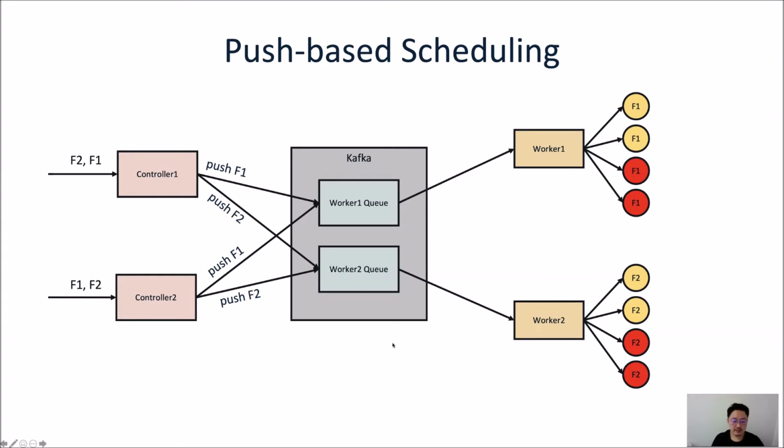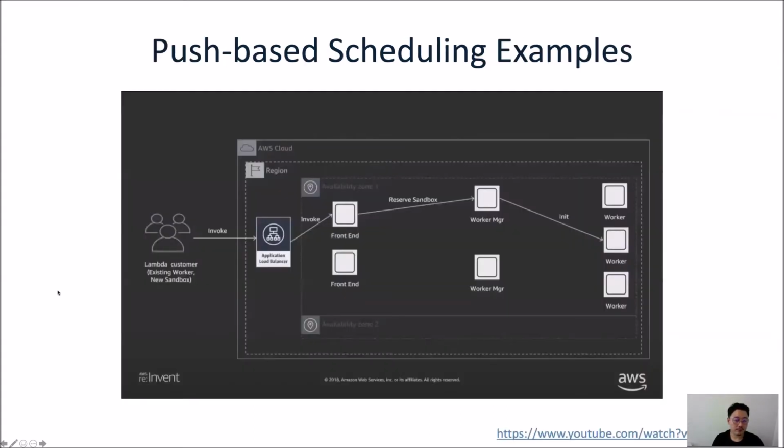And to my knowledge, most FaaS schedulers are push-based. One good example can be AWS Lambda. According to the speech at re:Invent 2018, we can see that AWS Lambda is also working in a push-based way. And in the push-based way, it is very critical to select the right worker to push requests.